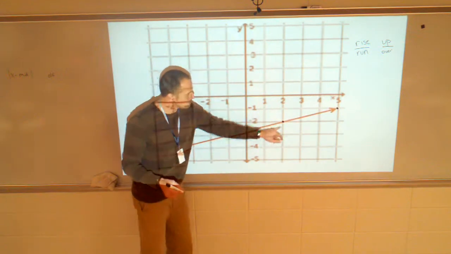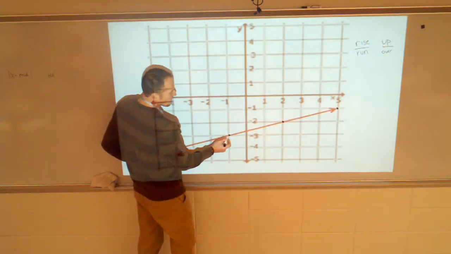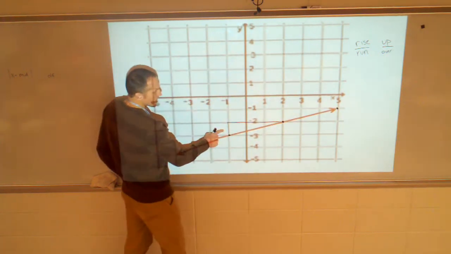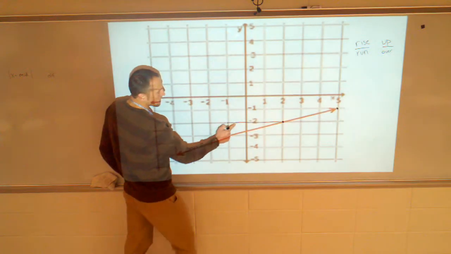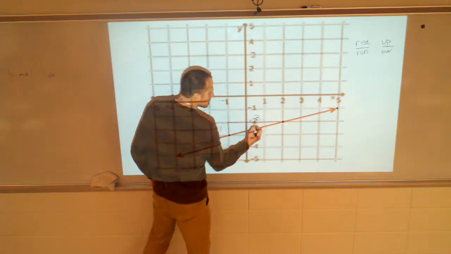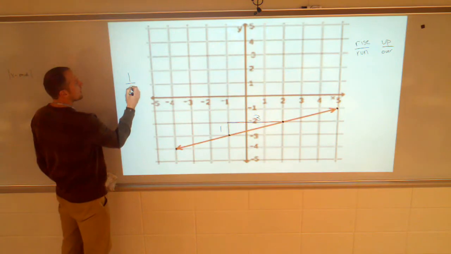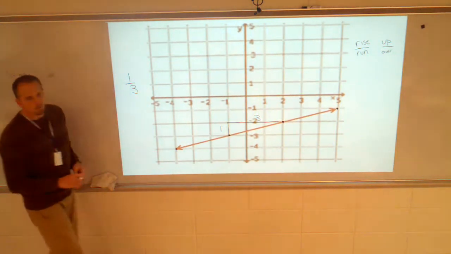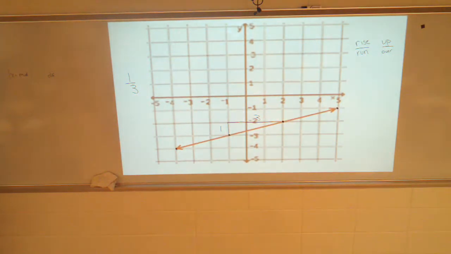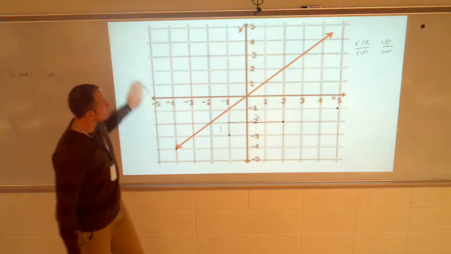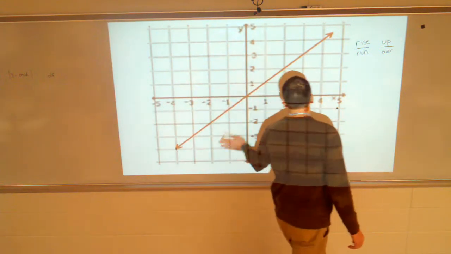I'll just use these 2 right here. Drawing my triangle. I went up 1 and I went over 3. So up 1, over 3. My slope is 1/3. Do this one. What is the slope of this line?